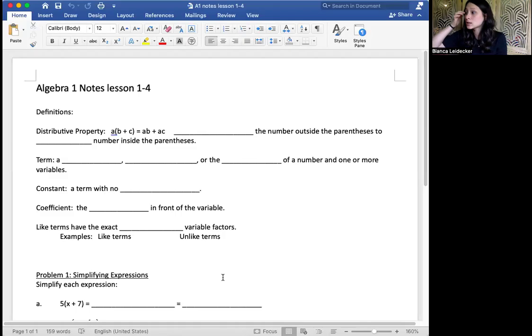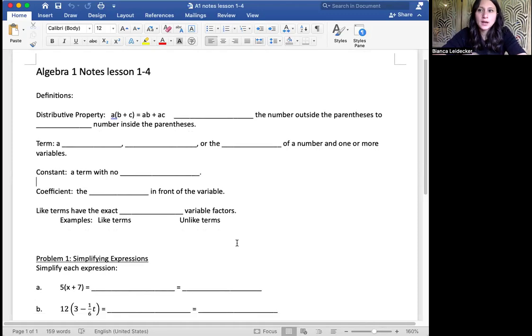Today, we are going to take a look at the distributive property. This is also a property that you have seen before. Before we go into all the problems, we're just going to review some of the basics here. If you have these notes, we can go ahead and fill these in together.